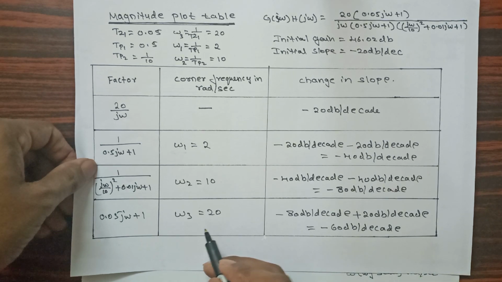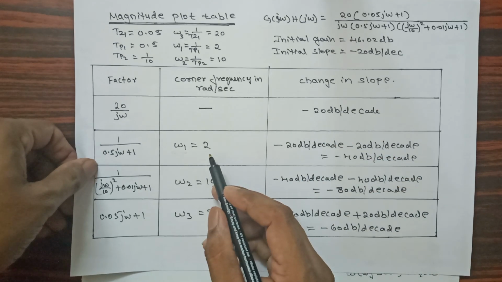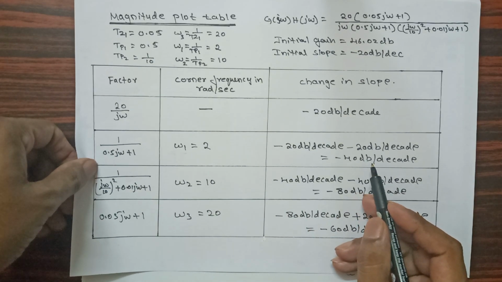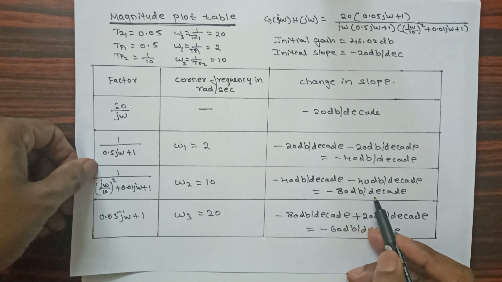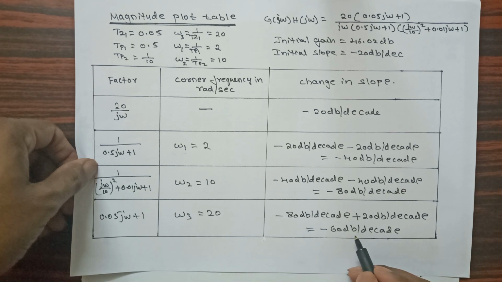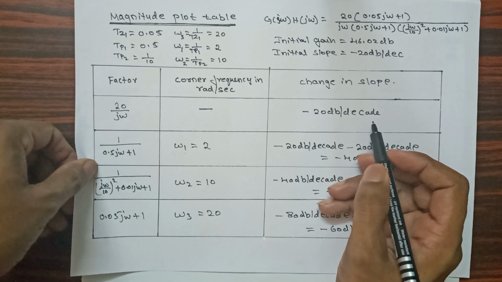That means when I draw the first slope, I am going to stop at 2 radians per second, and for minus 40 dB per decade, this slope I am going to stop at 10 radians per second, and the minus 80 dB per decade slope I am going to stop at 20 radians per second. Whereas for minus 60 dB per decade, there is no corner frequency. I am just going to draw a slope of minus 60 dB and leave it as it is. So first we are going to consider the minus 20 dB per decade.